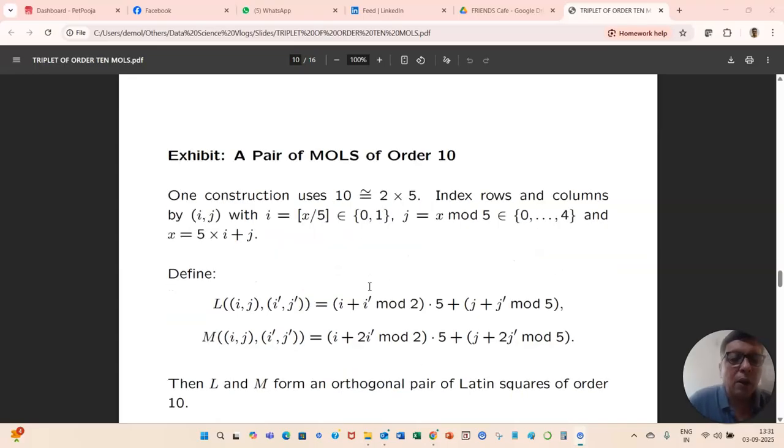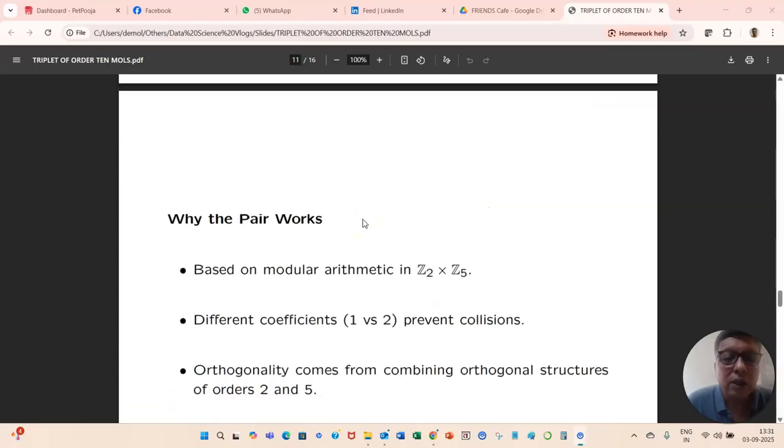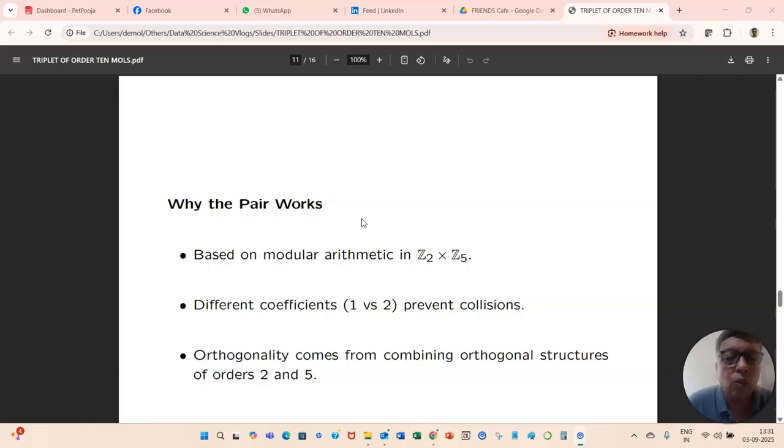Then ChatGPT came up with a simple formula for the construction of order 10 mutually orthogonal Latin squares, but this is not correct. I tried to follow it to construct mutually orthogonal Latin squares of order 10, but this method doesn't work. And ChatGPT gave its support saying the pair works based on modular arithmetic in Z2 and Z5. I think ChatGPT is assuming that a quadratic square of order 2 exists, which is untrue.